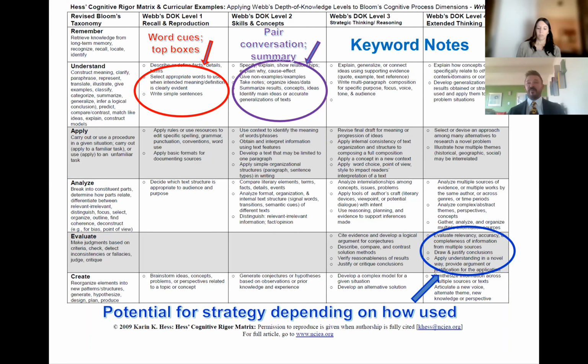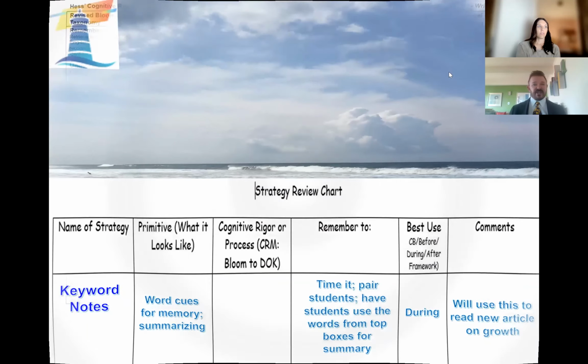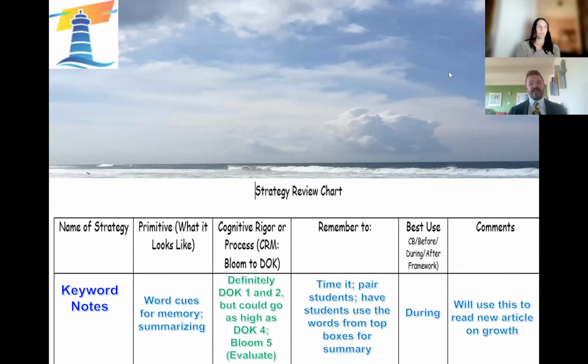So if I move past my summary into doing something else, and really in this strategy, we're really staying at that DOK2 Bloom level 2, right? But I could take it as far as if I used multiple pieces of text all the way over to DOK4 Bloom level 5. If I change that summary to something higher, which was don't just summarize, but also draw conclusions. So we want to look for the potential of various strategies that we're going through. So in our strategy chart, we're going to put in definitely DOK1 and 2, but could go as high as DOK4 Bloom level 5 evaluate.